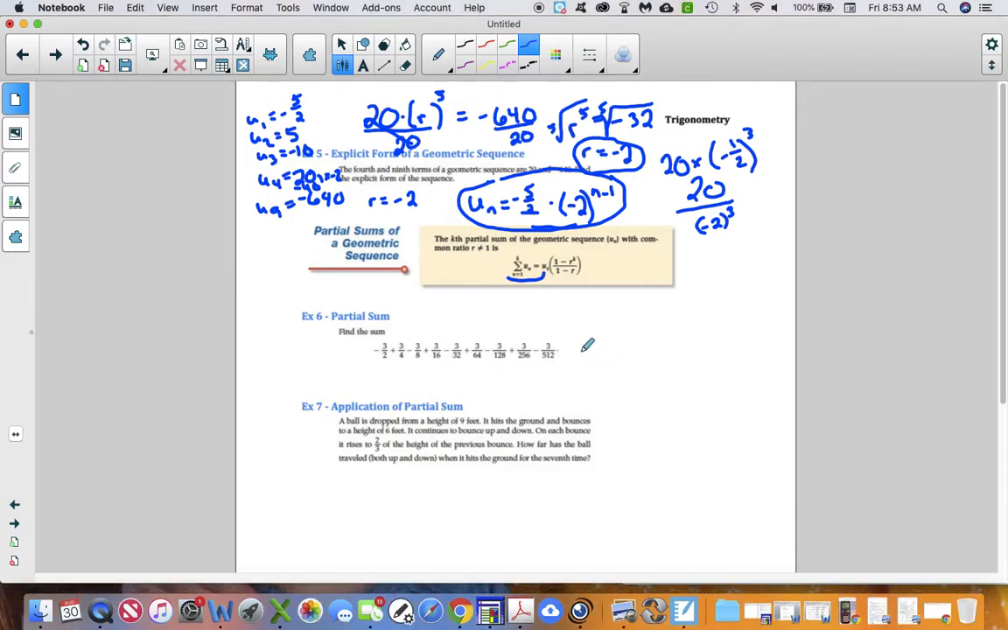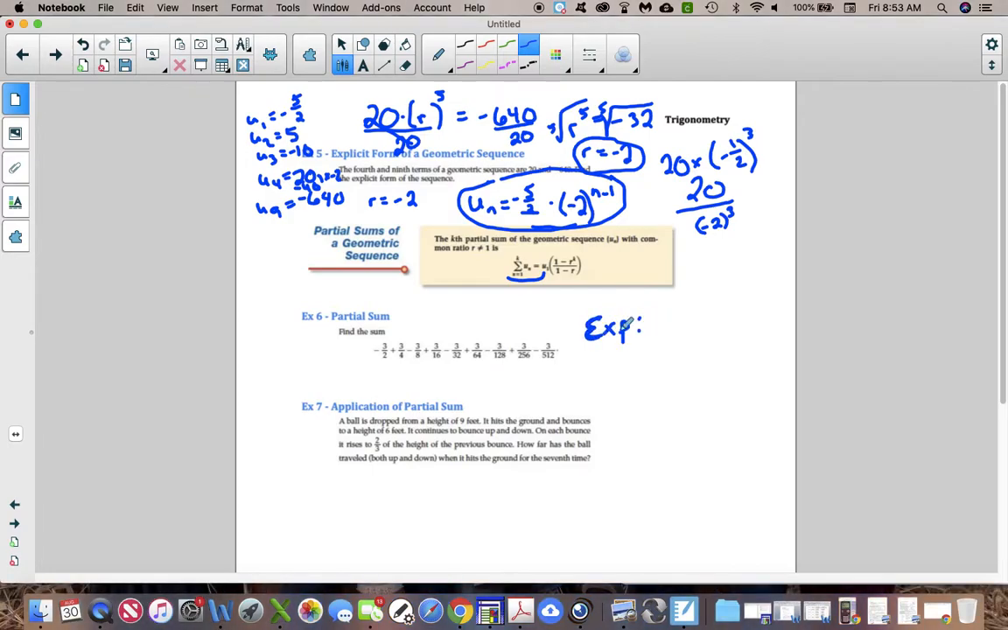Okay, so let's go ahead and write the explicit form for this sequence, and we're going to kind of show what we're going to do. Explicit form, that's not an E. Explicit form of the sequence. Our first term is negative 3 over 2. So first term times my ratio to whatever power, to the n minus 1 power.